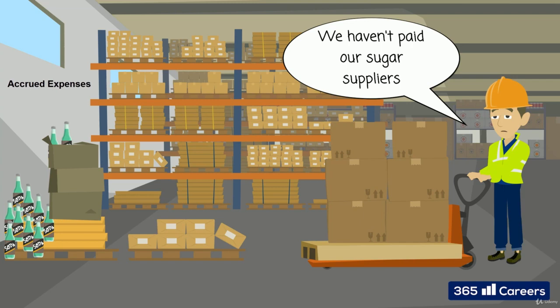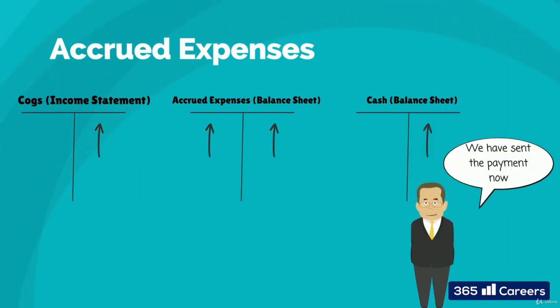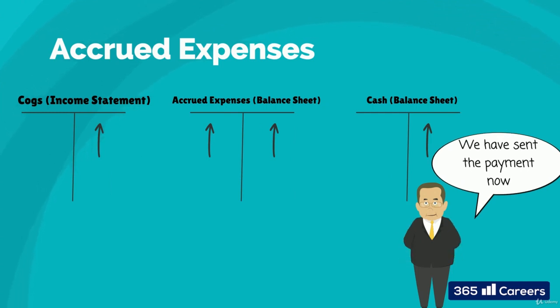It uses the sugar to produce soft drinks and hence incurs an expense, but doesn't pay for it before 90 days have passed. An expense will be registered in the income statement because the sugar has been used in the company's production process, and a liability will be registered in its balance sheet, given that it still owes money to its suppliers. Later, when the company pays the money to its suppliers, we will have the following accounting entry: credit cash and debit accrued expenses.